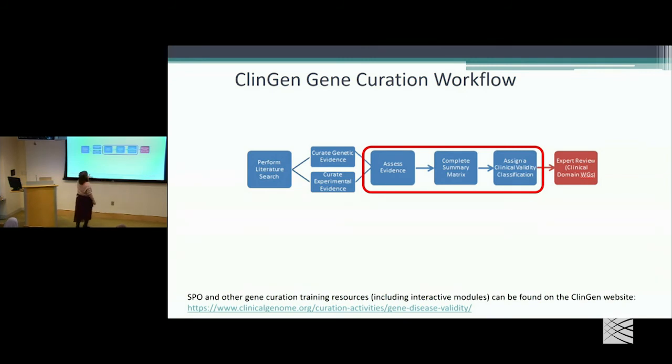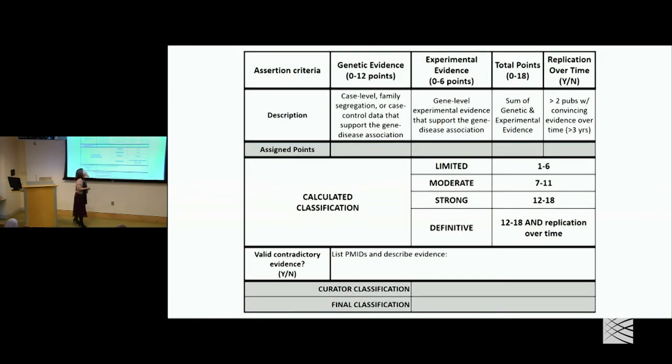So we sort of limit that scoring to 6, and you have to have human data to get into the moderate and above categories. Then we aggregate all that scoring, assess the evidence, complete the summary matrix, and assign a clinical validity classification. Then we have an expert who's a disease expert, ideally a researcher working in that field, as well as a clinician who understands the human phenotype, review that and decide if they agree with what the curator put together. So that's done using this overall framework.